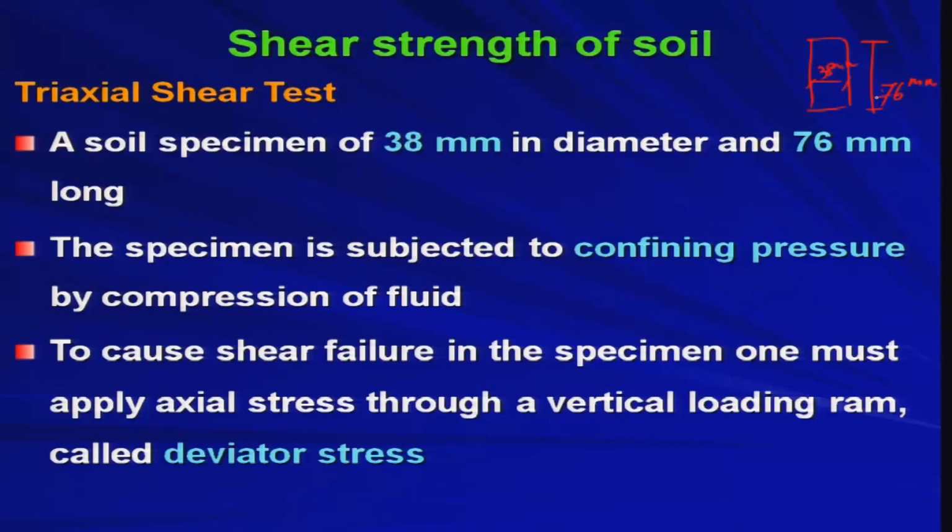To cause shear failure under hydrostatic pressure, as you know from your mechanics background, the specimen will not fail. So, to cause the shear failure in the specimen, one must apply some axial stress through a vertical loading ram, and that is called deviatoric stress. We will come to that point. So, basically we are getting two different kinds of pressure application: one is the confining pressure, another one is the deviatoric pressure.